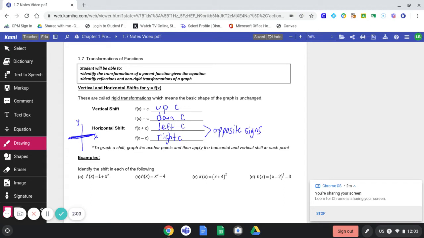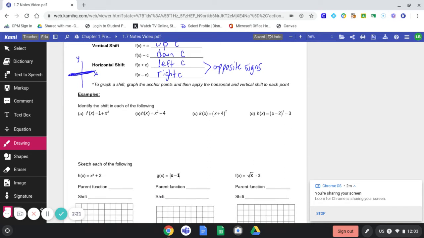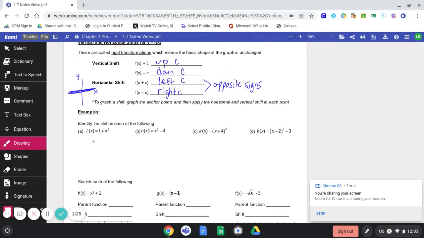So if you want to write that those are the opposite signs of what you would think, you could go ahead and do that. So to graph a shift, you're going to graph the anchor points, and we'll go over those again, and then apply the horizontal and vertical shift to each one. So we'll talk more about anchor points tomorrow, but today we're just going to sketch our parent function and then move the whole thing. So let's talk about the shifts here. So in A through D, we're going to identify the shifts. So this might make more sense here.